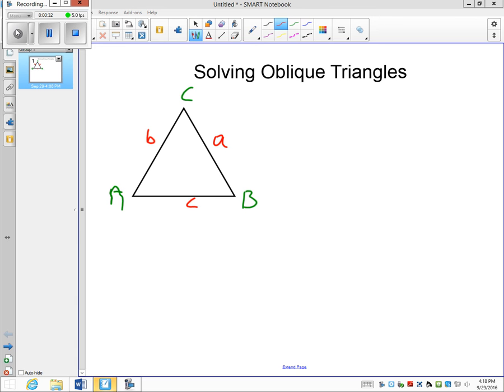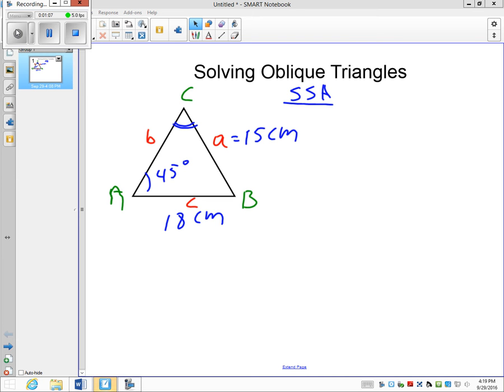Now let's give this triangle some information. Let's say angle A is 45 degrees, side A is 15 centimeters, side C is 18 centimeters, and we will figure out the measurement of angle C. Let's see what case we have here. We know side A, side C, and angle A. So side-side-angle is the case that we have here, so we know for sure we can use sine law.